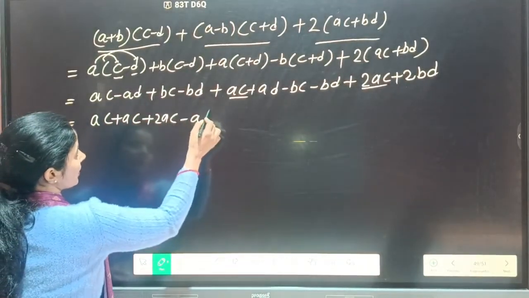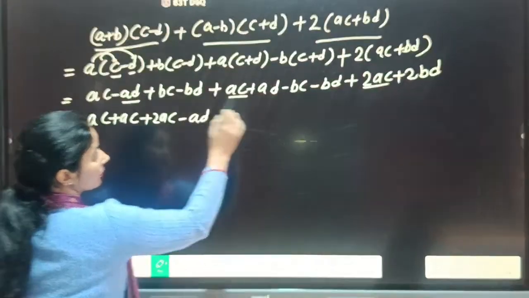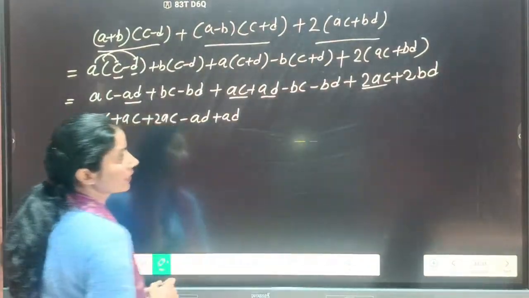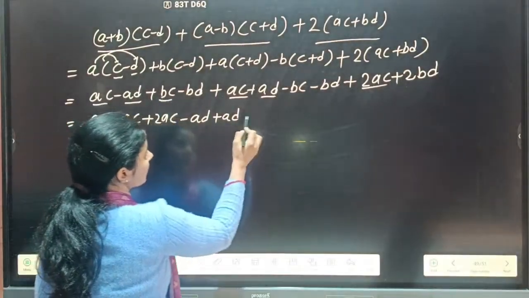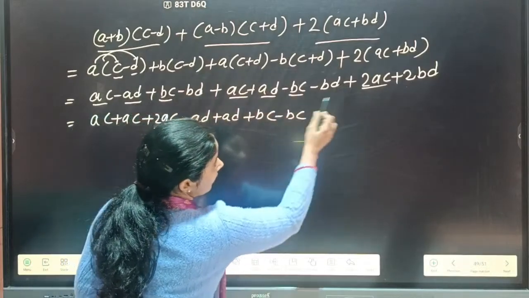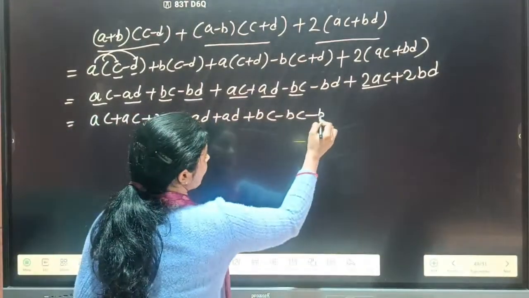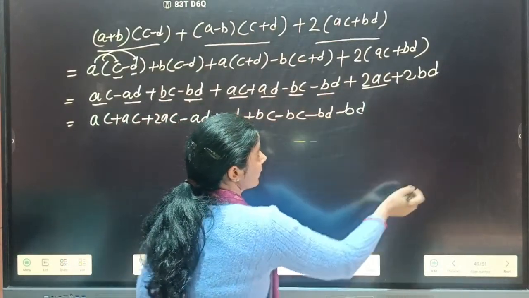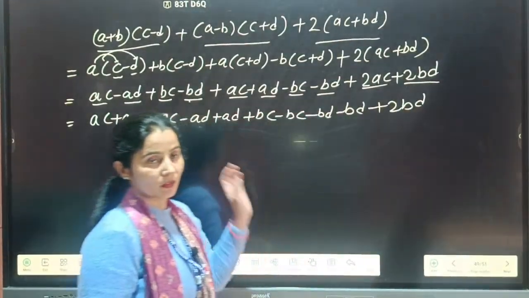Next is minus ad. This minus ad, identify any other term. This is plus ad. Any more term which contains ad? No, there are just 2 terms. Next is bc, plus bc. Try to find more bcs. Okay. Now, next is minus bd. This minus bd, further this minus bd, and then there is plus 2bd. Like terms I have written together.